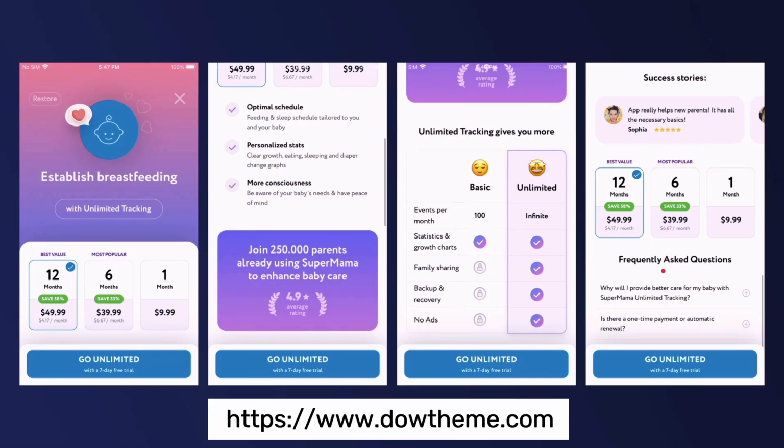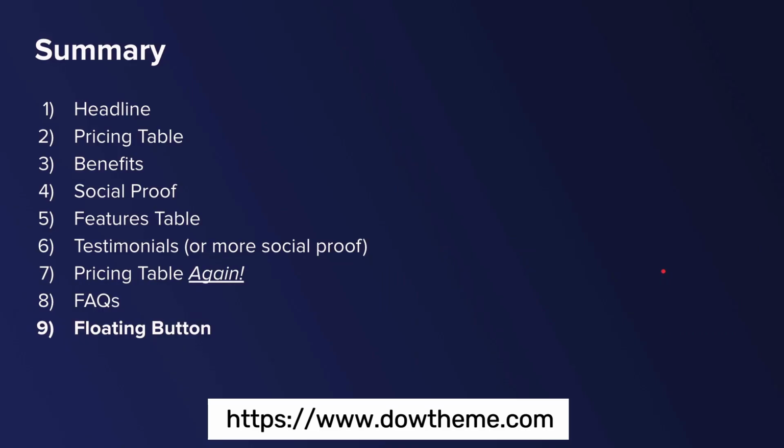Okay. So you can screenshot this if you want, but here is a summary of the main key elements that you want in this super long pricing page. All right. Headline, pricing table, benefits, social proof, features table, testimonials, or more social proof, pricing table again, FAQs, definitely have a floating button.